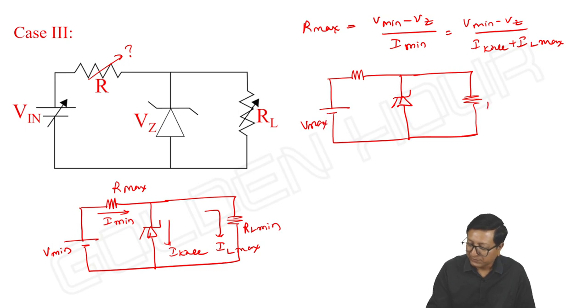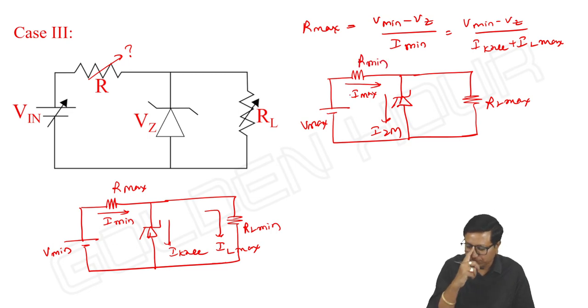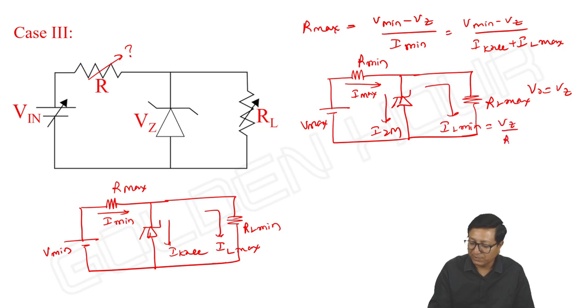Input is maximum, RL is maximum. That time IZ is maximum. As input is maximum, it is I max. As I is maximum, R is minimum. See this. As RL is maximum, IL is minimum. There is nothing to mug up. V output is equal to Vz. It is Vz by RL max. So I can write here our IL maximum is Vz by RL minimum. Anyway, we need not worry about it.